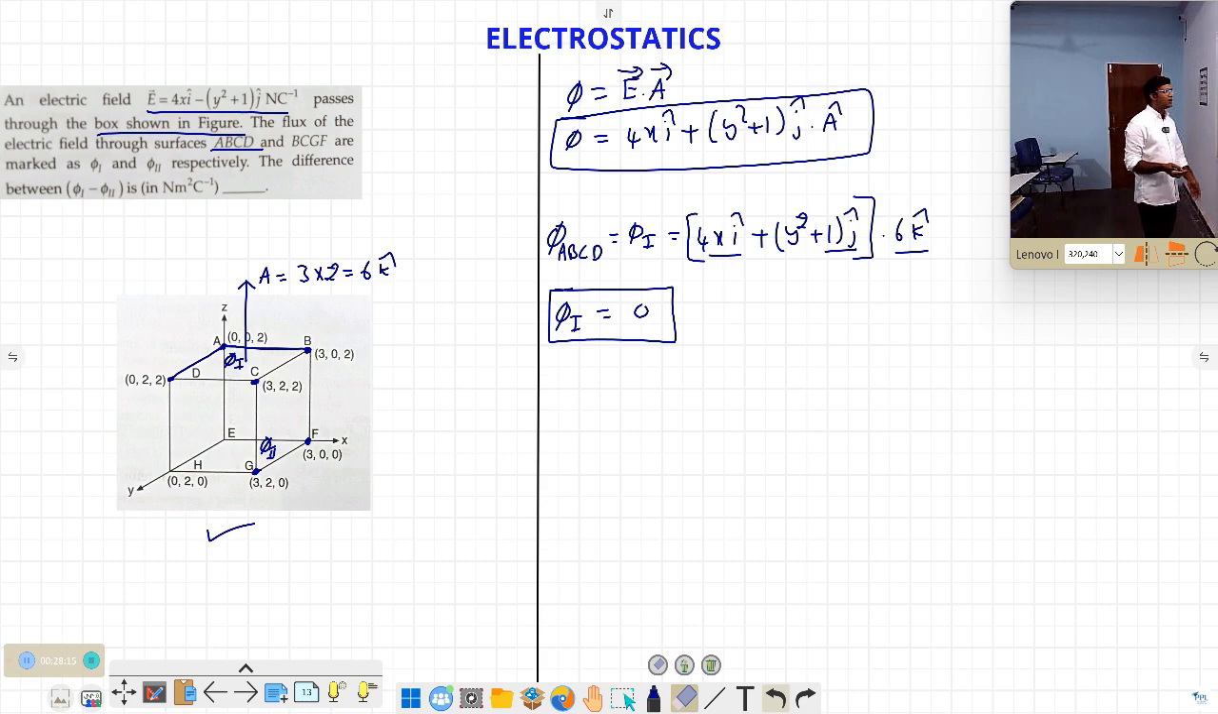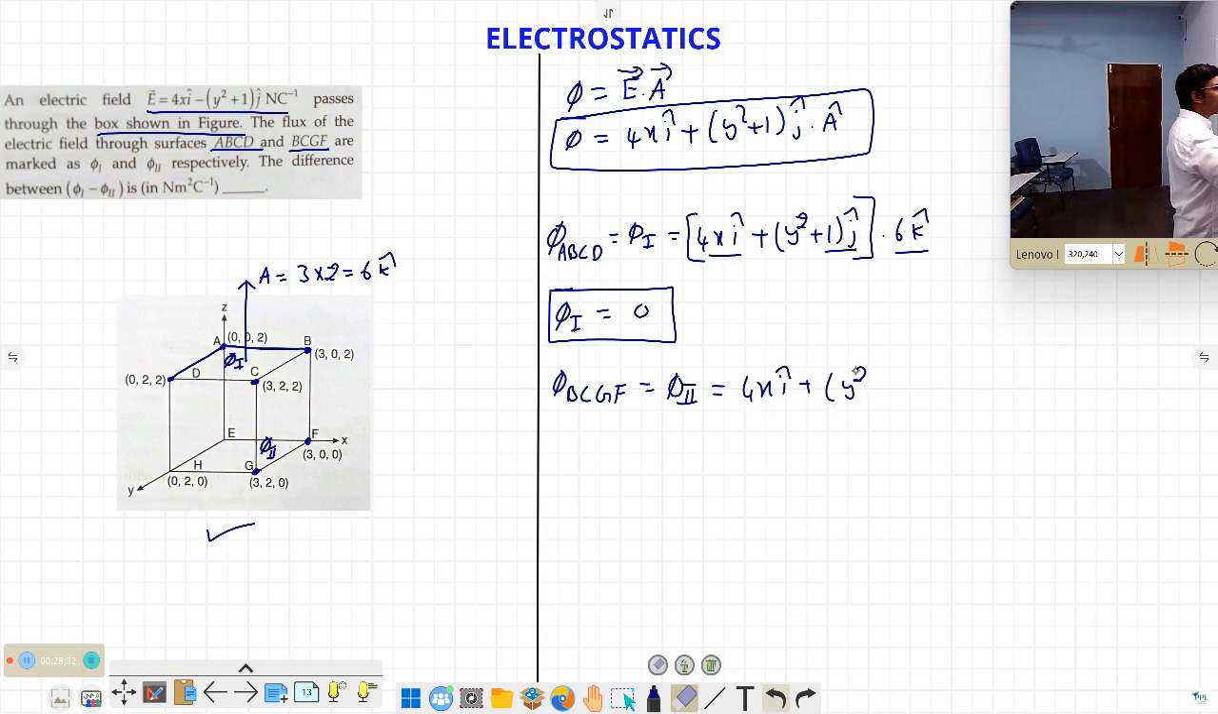Next, if we go to the other face, what is the other one? BCGF. The flux across BCGF, that is the second face, I can write similarly, E dot A, same concept. What is E? 4x i cap plus (y square plus 1) j cap, and dot area vector. So what is the area vector for BCGF? This is BCGF. Now this is the flux across that one. So area is always normal to the surface. This is the direction of the area vector.